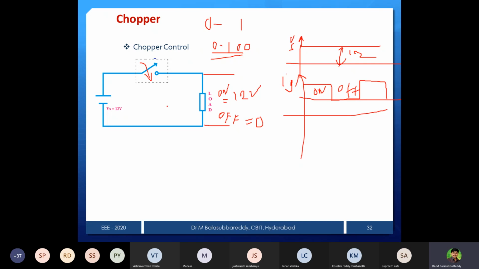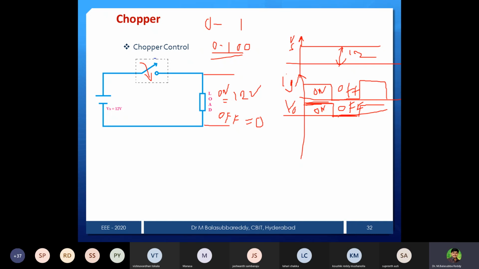Now when the switch is on, what is your output? Same as 12. You just draw the 12 volts output here. How long? Up to the on period. And when the switch is off, the output voltage is 0. Up to this it is 0. So now this is the case of on period and off period. This is only the output. Now whether it is variable or not, that is what we want to find. On period, off period, the total output we are dividing like this.